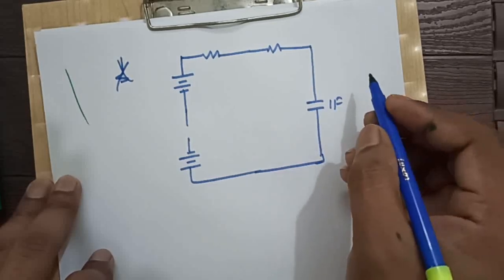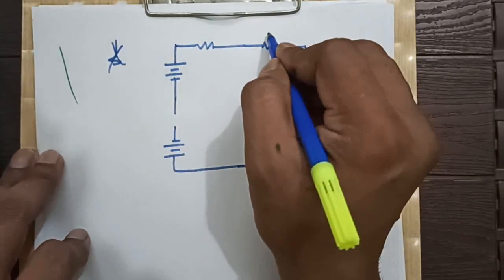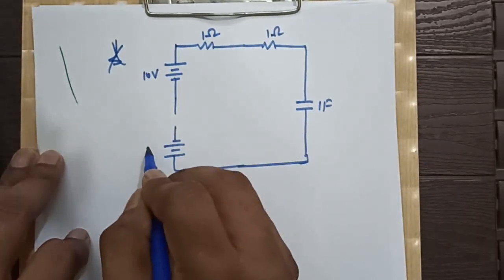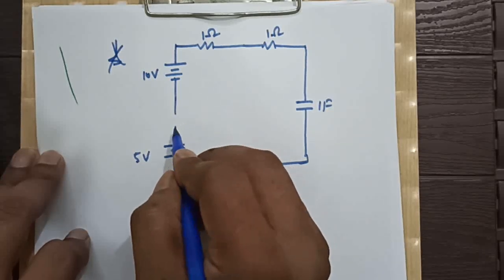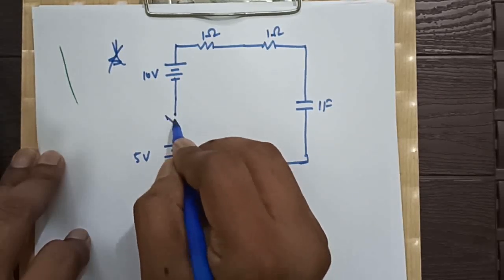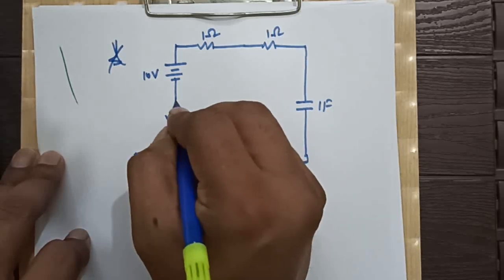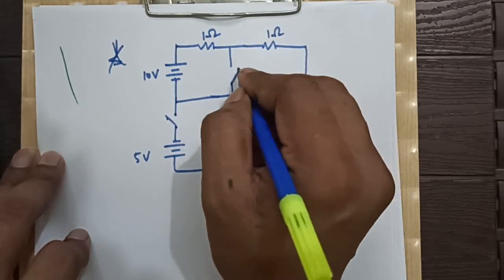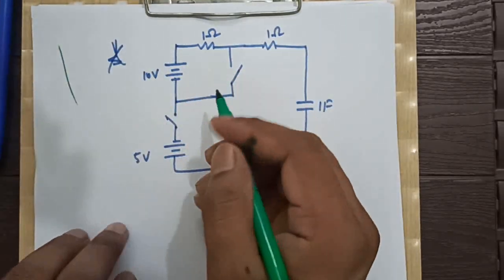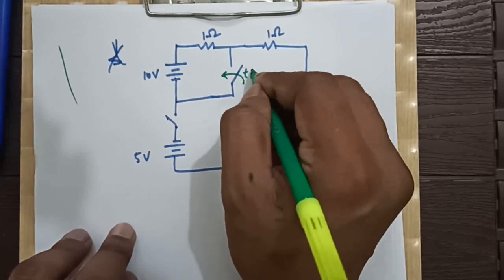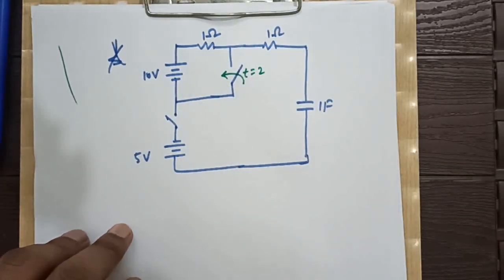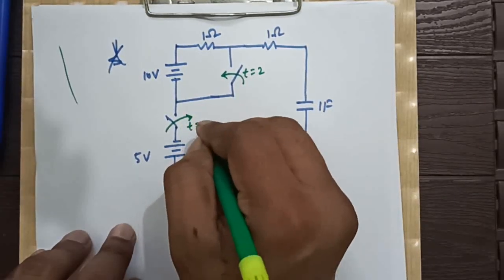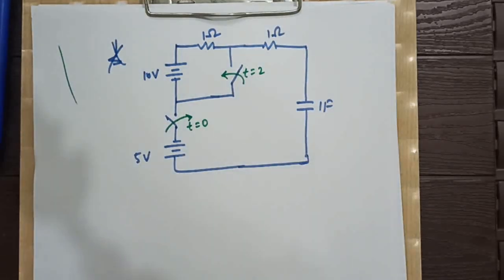This capacitor is of value 1 farad. This is 1 ohm. This is also 1 ohm. This is 10 volts. This is 5 volt. Here it is one switch. Here also one switch. Now this switch is getting closed at time t equal to 2, and this switch is getting closed at time t equal to 0. Clear?